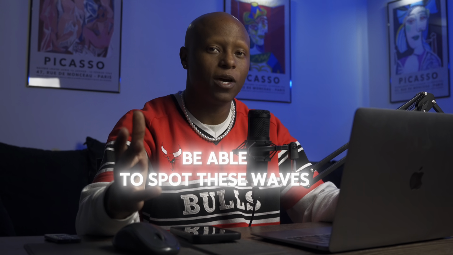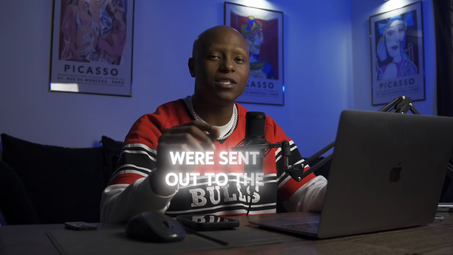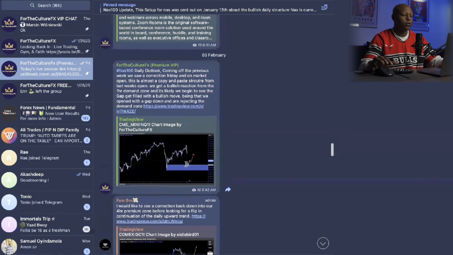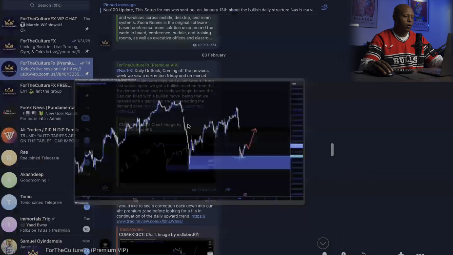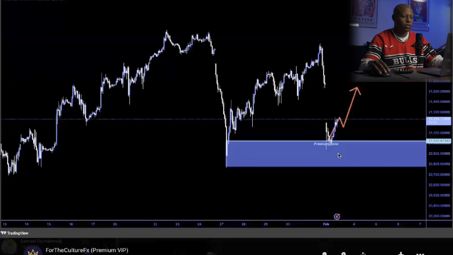are going to be able to spot these waves with the 4 setups that were sent out to the VIP this very week. So the first wave for Nas was sent Monday, February 3rd. Now, you guys can see here, this was the setup that was sent out. Price had pushed down with an impulsive move to the downside. It came to our premium zone, which was the start of this bullish move here. And then we started to see a push back up.